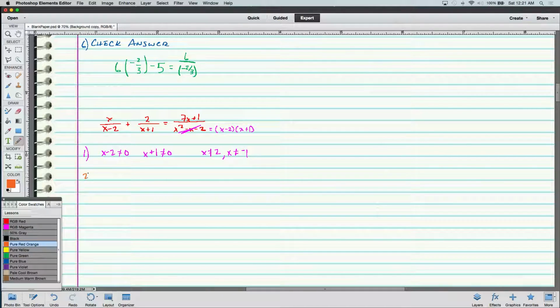So step number 2, we want to clear the fractions using the least common multiple. Well, we only have 2 expressions that are different in the denominators. We have x minus 2 here, x plus 1 here, and then both of them in this one. So our least common multiple is just going to be the product of these 2 different expressions. So we need to multiply everything by our x minus 2, x plus 1.